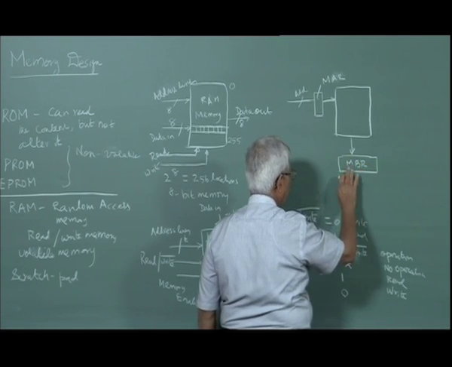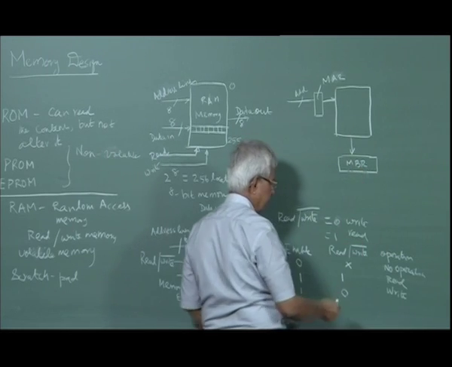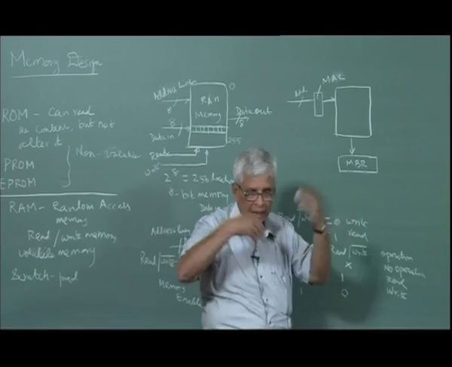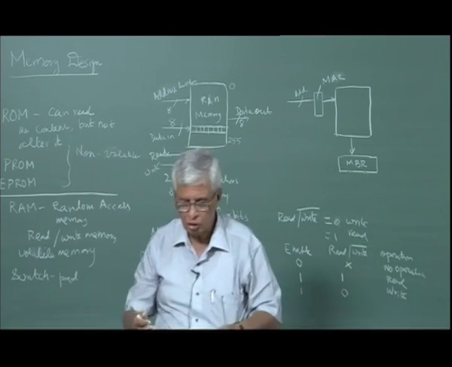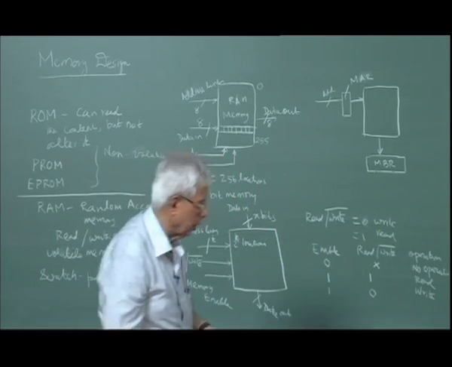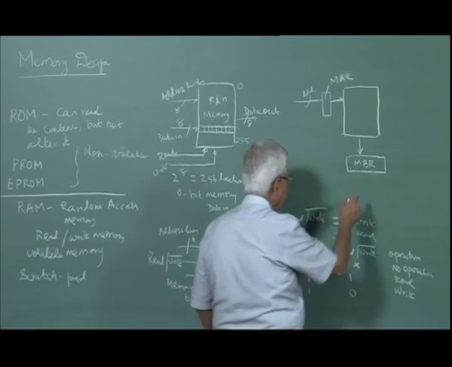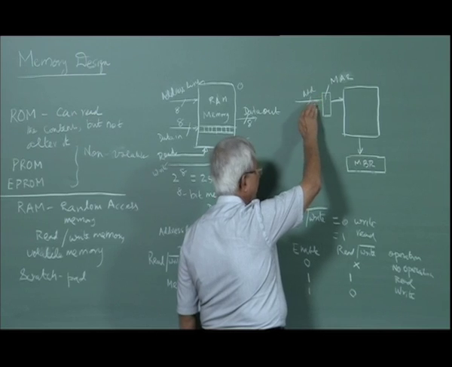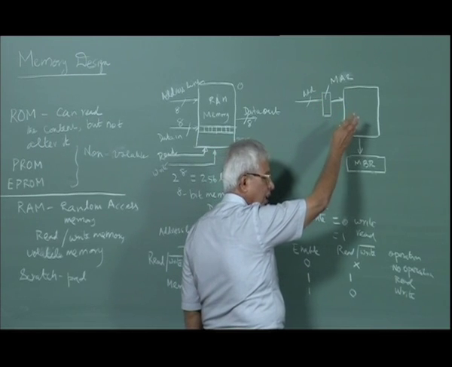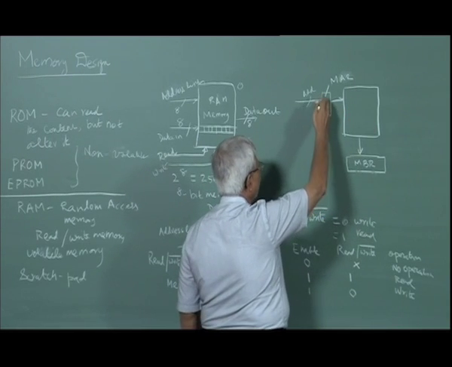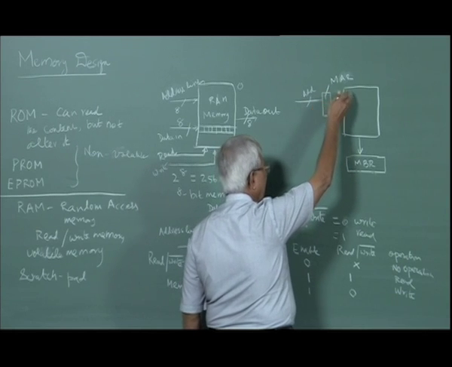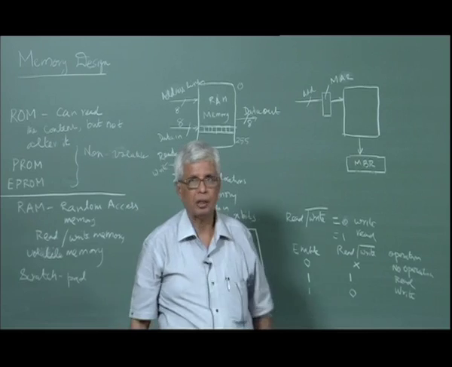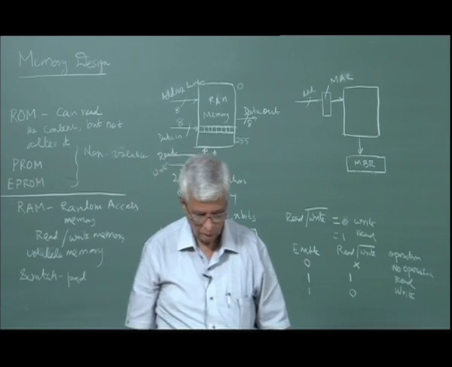MBR stands for memory buffer register, which takes the value which is read, because the circuit which should receive this value may not be ready to receive it. So as soon as you read it, it goes to the memory buffer register, held there till it is used. Similarly, with the address register, the address you give may change, or may disappear. So I want to store it in the MAR till I am able to use it to decode my memory location. That is how it is.